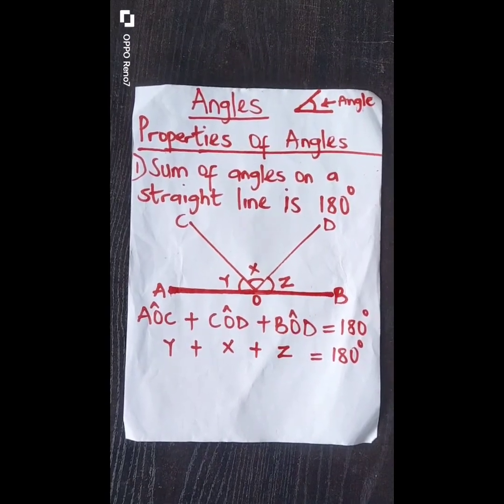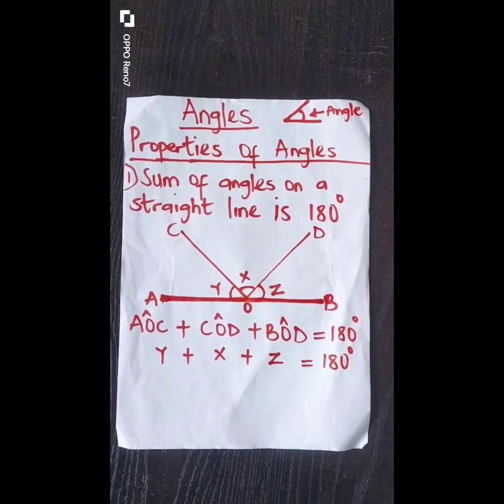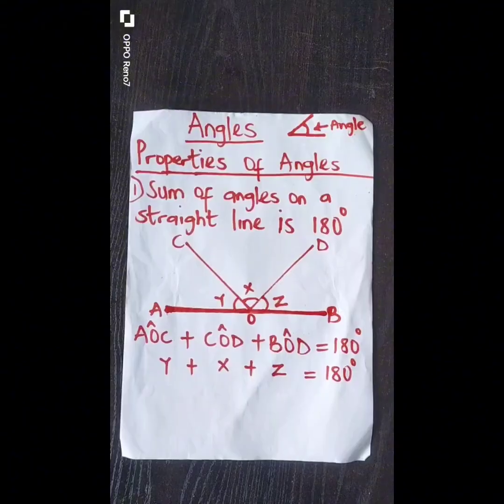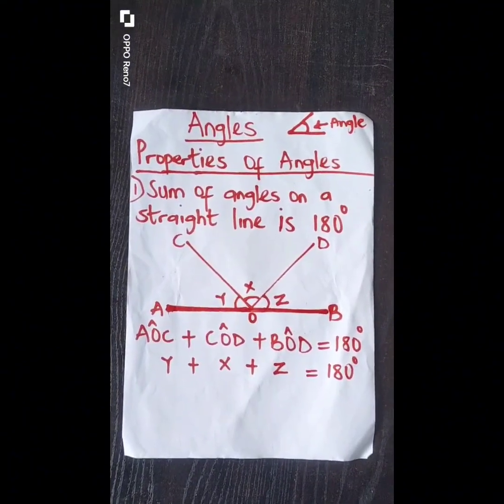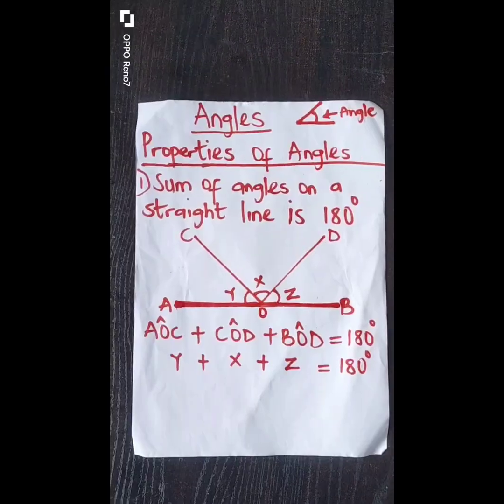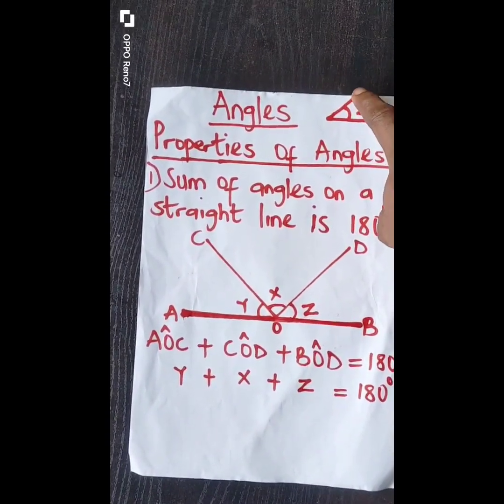Now the first topic for JS2 third term is angles. In this topic, they want us to look at what an angle is, the properties of angles, and how to solve problems involving angles. Now, what is an angle? An angle is simply a space between two lines.